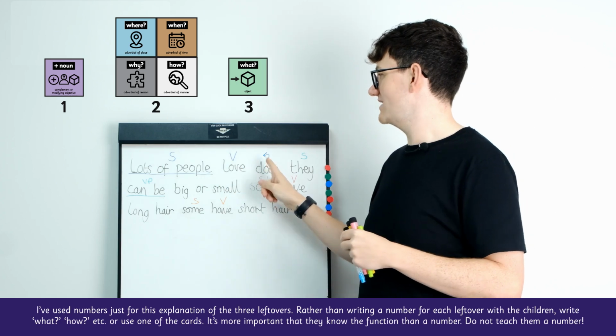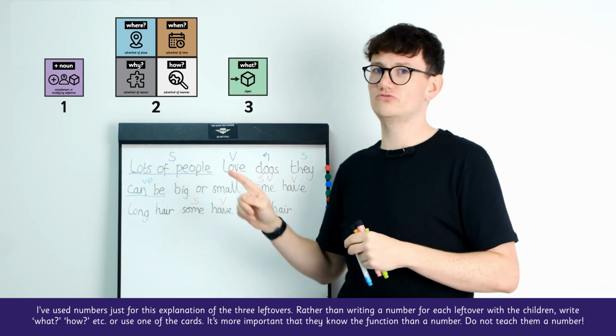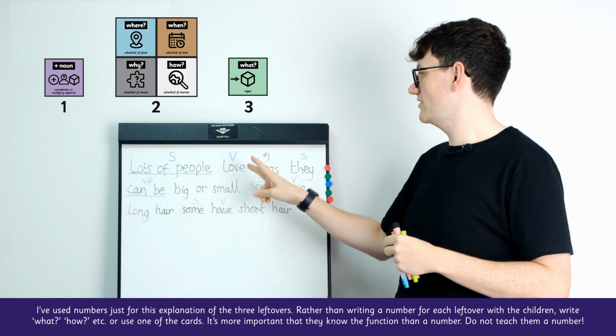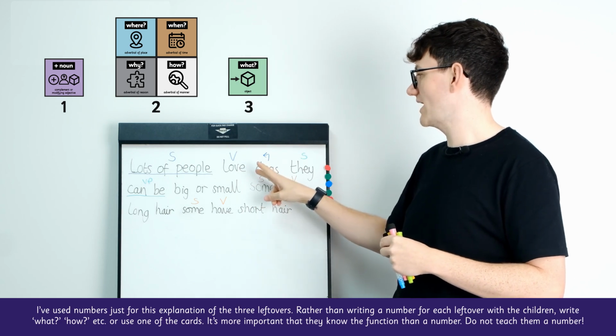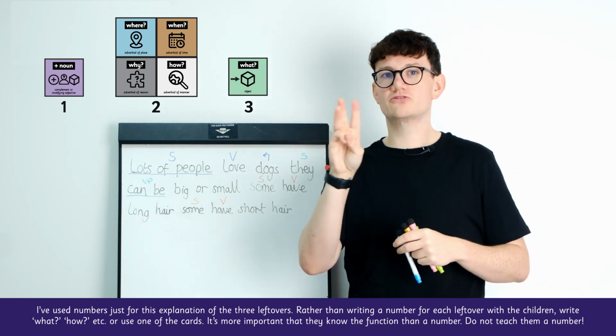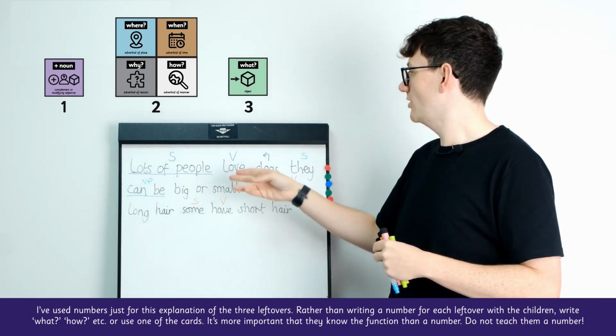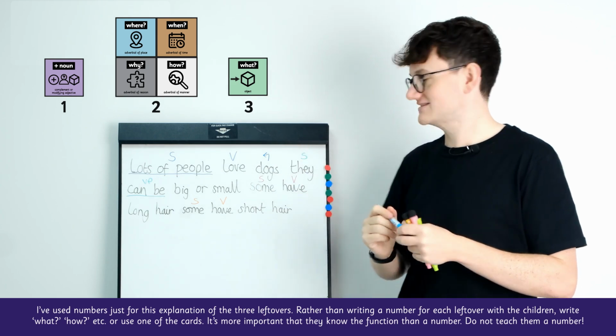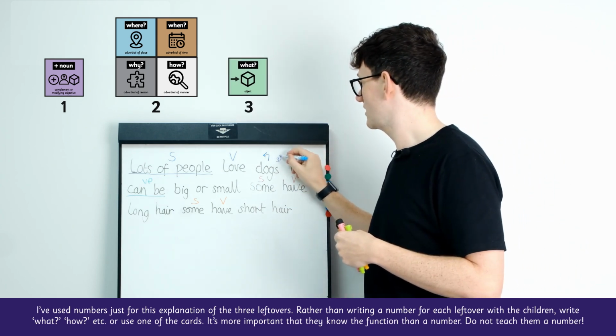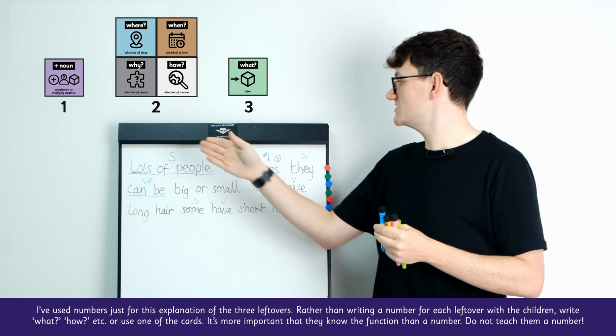So is that telling you more about the noun? Dogs, lots of people know. So number 2, telling you more about the verb. Where do they love? No. How do they love? No. Is it telling you number 3, what receives the verb, or what after the verb? What do they love? Dogs. Yes. So that's number 3. There we go. Lots of people love dogs.